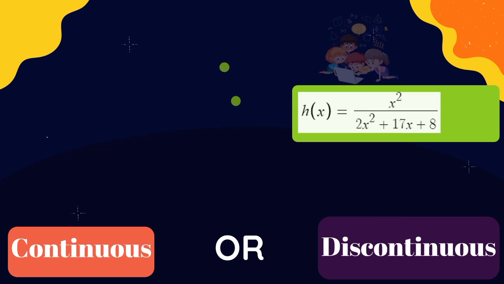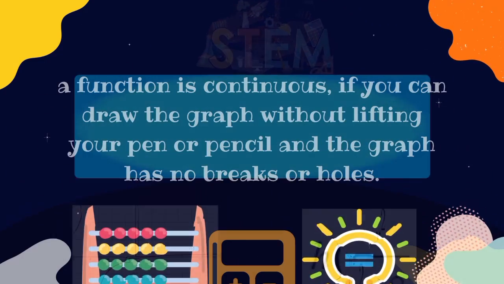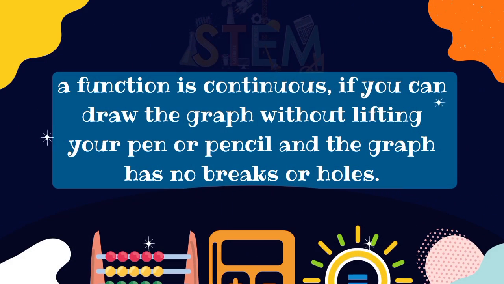The next, h of x equals x squared over (2x squared plus 17x plus 8), where x equals 8. The second function is continuous. So a function is continuous if you can draw the graph without using your pen or pencil, and the graph has no breaks or holes.